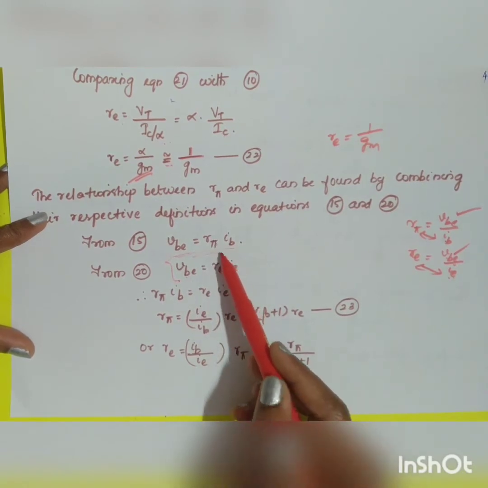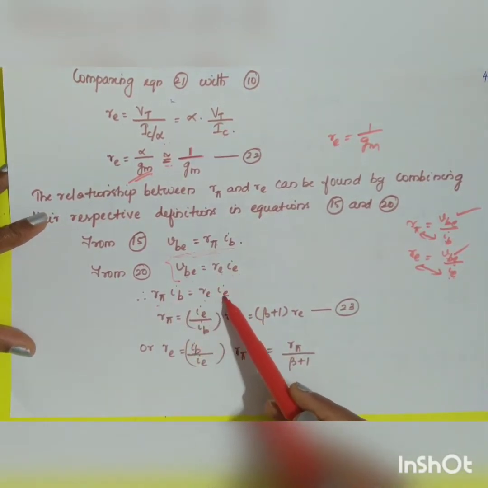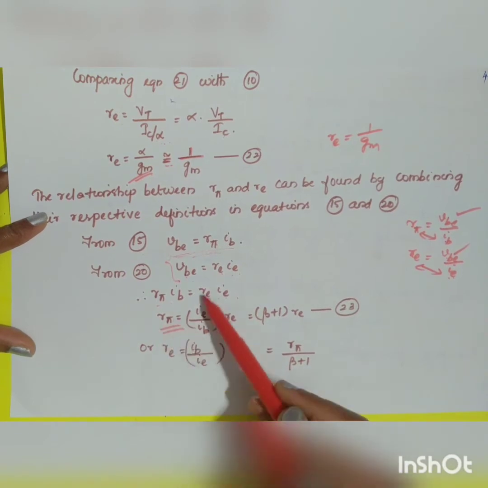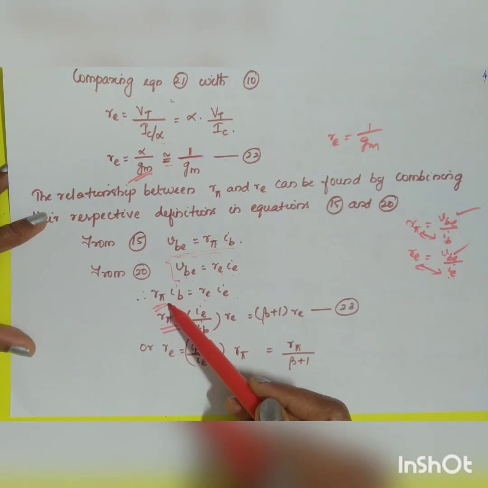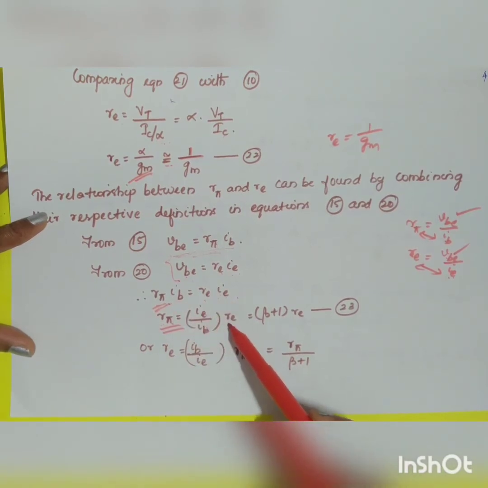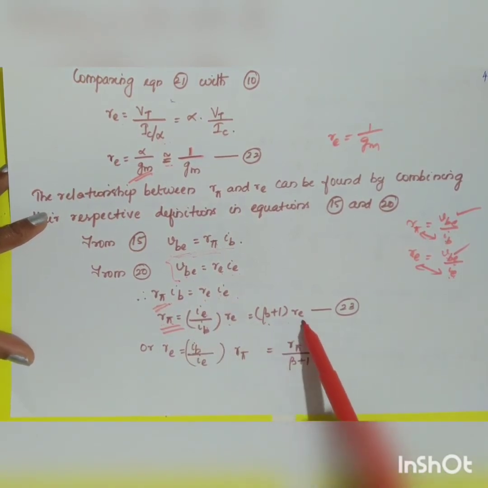So you can equate these two. Rπ into IB is equal to Re into IE. So you can take any one term. Rπ is equal to, from this, Rπ = IE divided by IB into Re, which can be written as (β + 1) into Re.